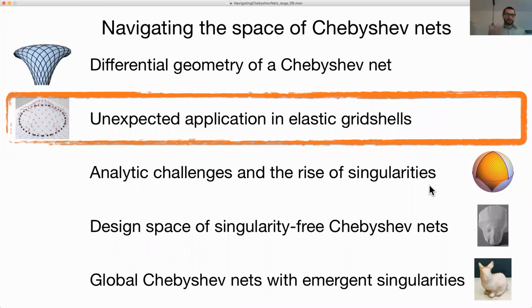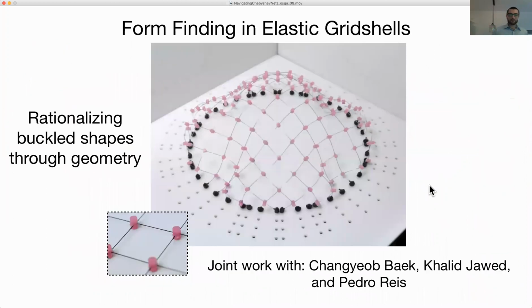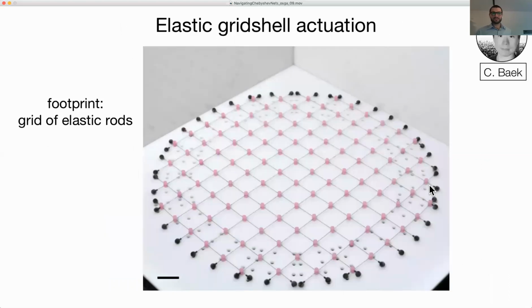So let's talk about our first application. This work was done with my collaborators in mechanical engineering, originally at MIT, and then they moved to EPFL. I worked closely with Cheng-Yeb Bak, who was a PhD student on this in the lab of Pedro Rice. So the idea was they came to me with an exciting system that they wanted to study at the desktop scale. And they said, okay, let's study an elastic grid shell.